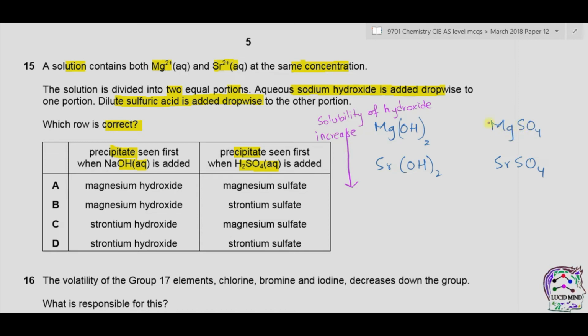For sulfates, the solubility decreases down the group. It means magnesium hydroxide precipitate will be seen first and strontium sulphate will be seen first. The answer is therefore B.